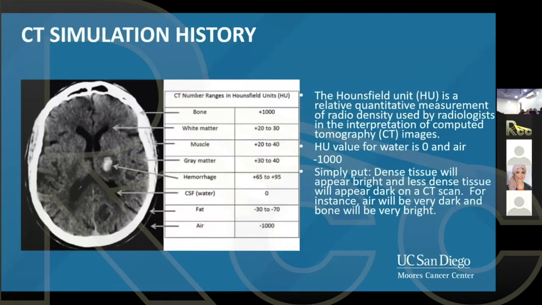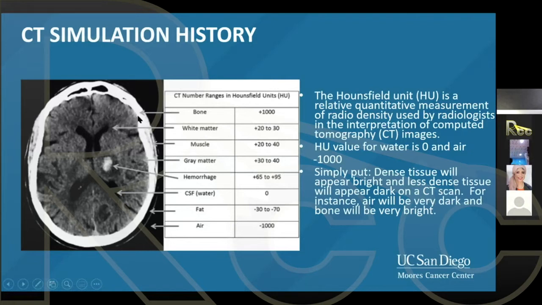The picture on the left is a cross-section of a radiograph. The Hounsfield unit is a relative quantitative measurement of radio density used by radiologists in the interpretation of computed tomography images. HU values for water is going to be 0, and air is going to be minus 1,000. Simply put, dense tissue will appear bright and less dense tissue will appear dark on a CT scan. For instance, air will be very dark and bone will be very bright. So it's just variations of gray.